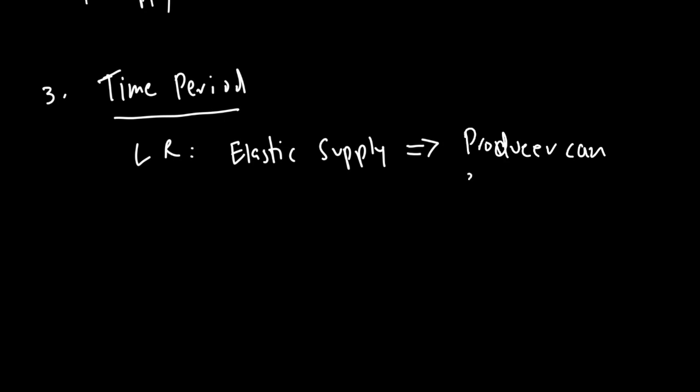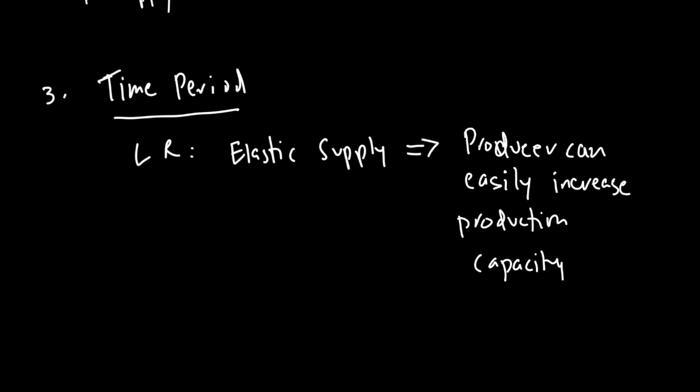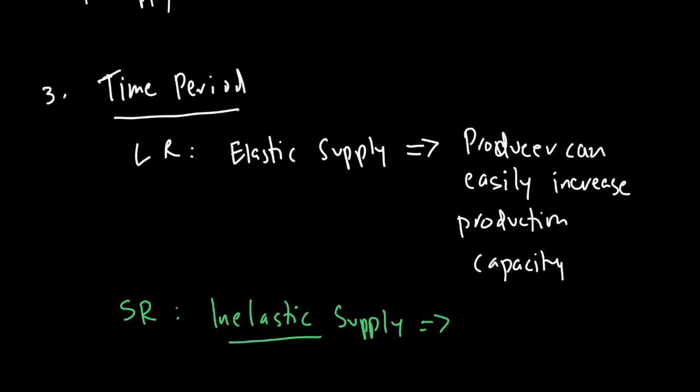can easily increase production capacity. Similarly, in the short run, supply tends to be inelastic, and that's basically where you are looking at a producer who doesn't have enough time available to increase supply, because it takes much time for the factors of production to be added, to be trained, to be employed to make more output. So short run supply tends to be inelastic, long run supply tends to be elastic.